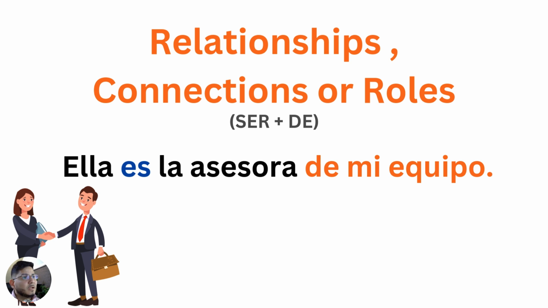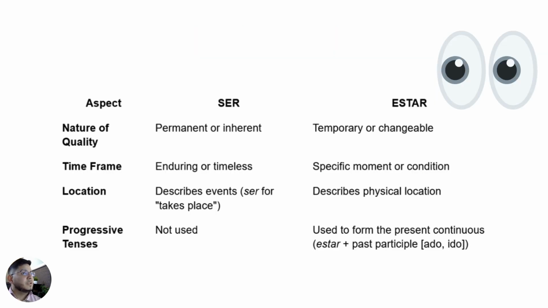Something else. In that same way, we use it to talk about relationships, connections, or roles. Here's an example. Ella es la asesora de mi equipo. She is the advisor of my team. So there's a connection between the advisor and the team, a relationship between the two. So that was it. And then one more point, and this is where things can get tricky.